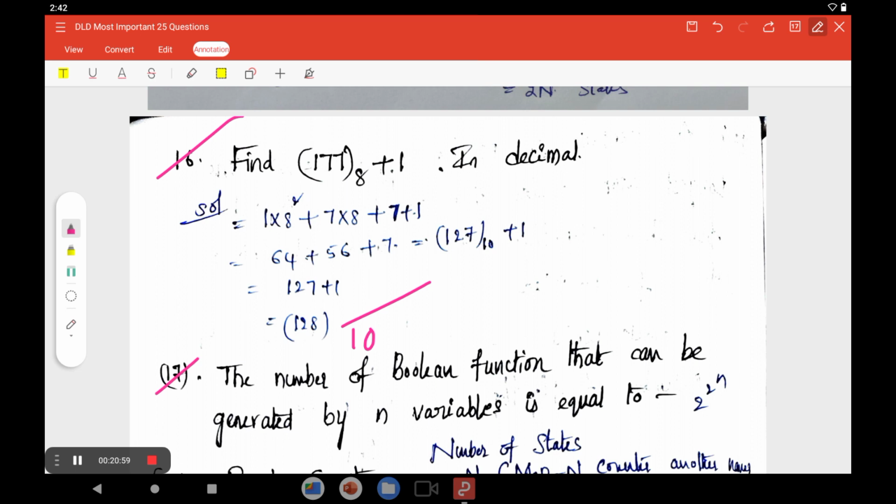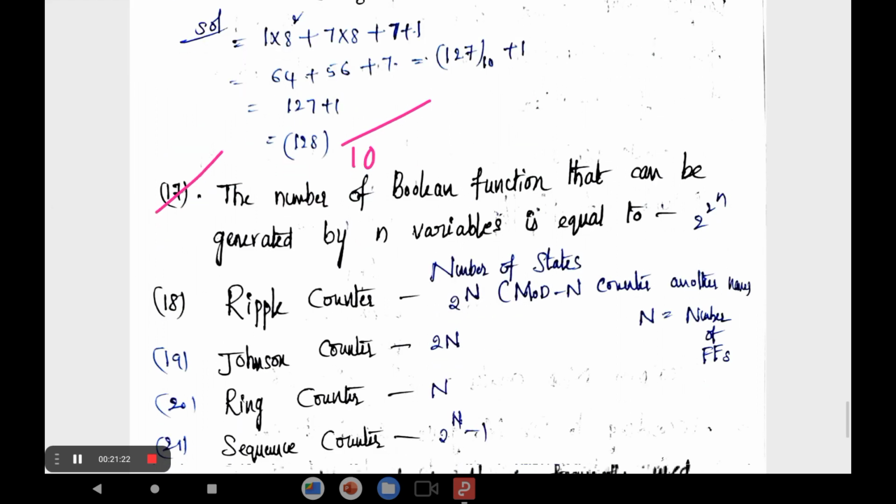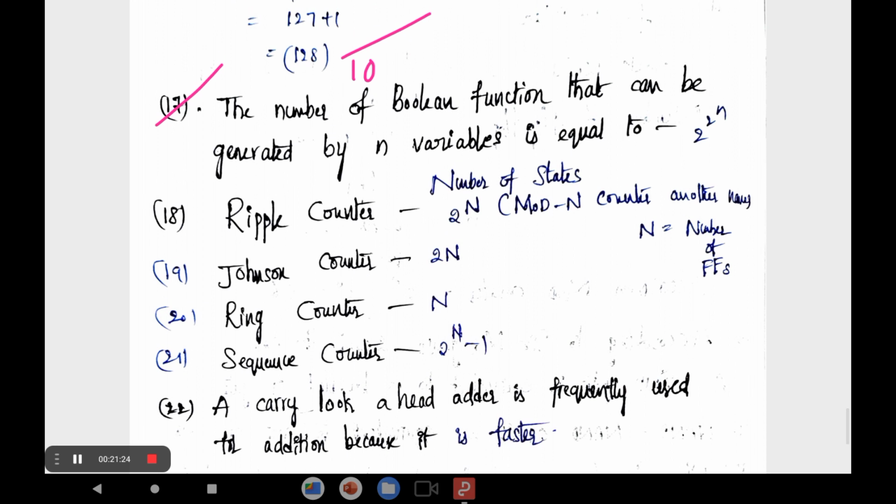Now the next question: the number of Boolean functions that can be generated by n variables is equal to 2 power 2 power n. So if you take 2 variables, 2 power 4 is equal to 16 possible Boolean functions that can be represented from the given n variables. So that is question number 17. Okay, next question.